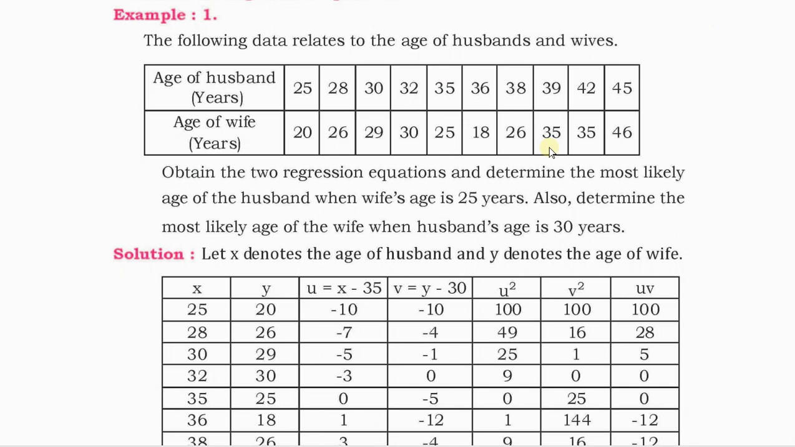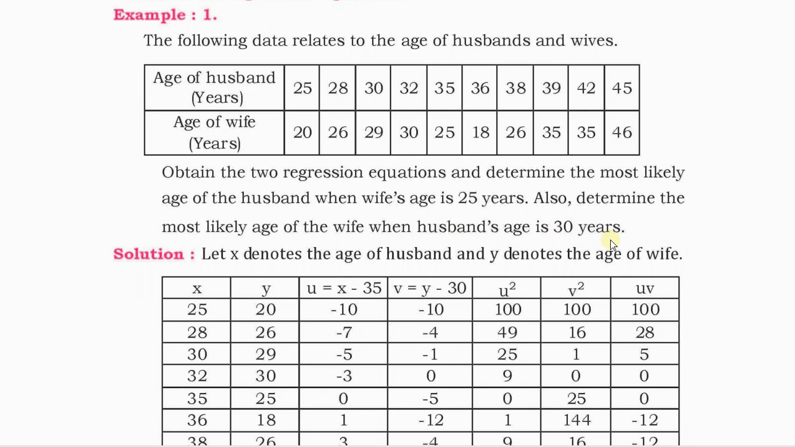Now let us look at an example here. The following data relates to the ages of husbands and wives. Obtain the two regression equations and determine the most likely age of the husband when the wife's age is 25 years, and also determine the most likely age of the wife when the husband's age is 30 years.